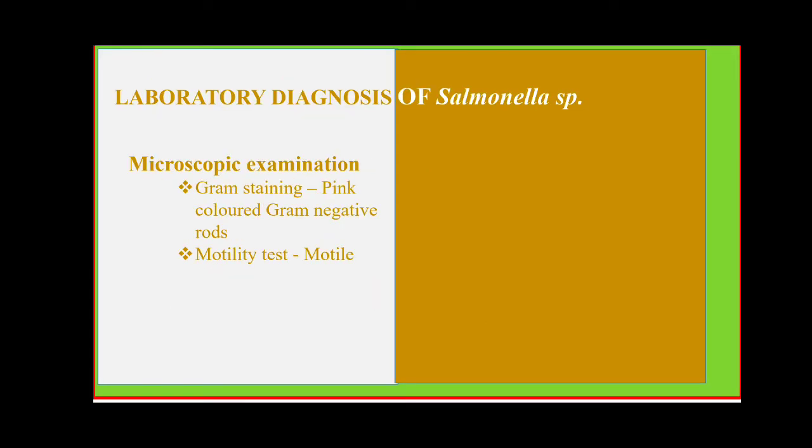Laboratory diagnosis of Salmonella species. Microscopic examination. First, Gram staining. In Gram staining, observe pink colored Gram negative rods. And second, motility test. It is motile in nature.